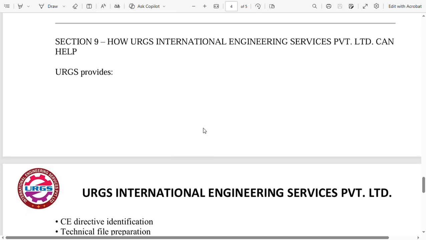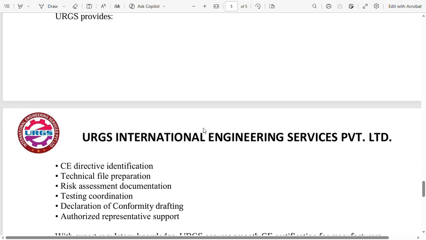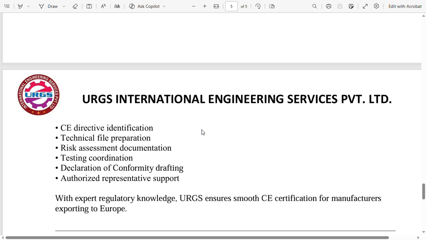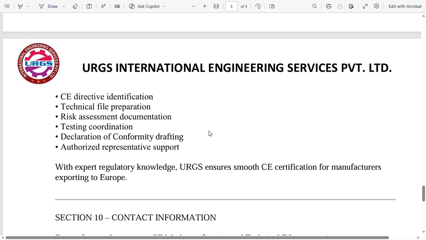Now, how can URGS International Engineering Services Private Limited help? What does URGS provide? Directive identification, technical file preparation, risk assessment documentation, testing coordination, declaration of conformity drafting, authorized representative support. With expert regulatory knowledge, URGS International ensures smooth CE certification for manufacturers exporting to Europe.